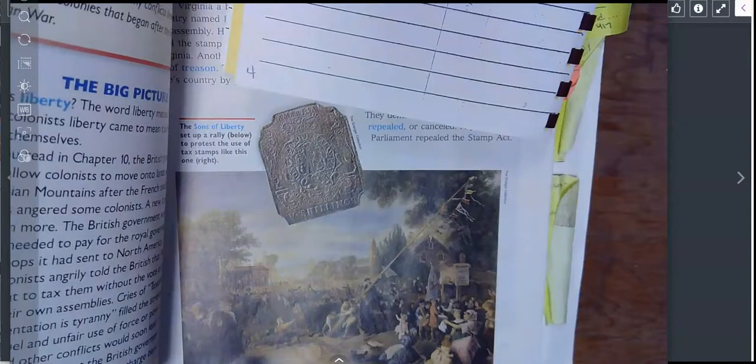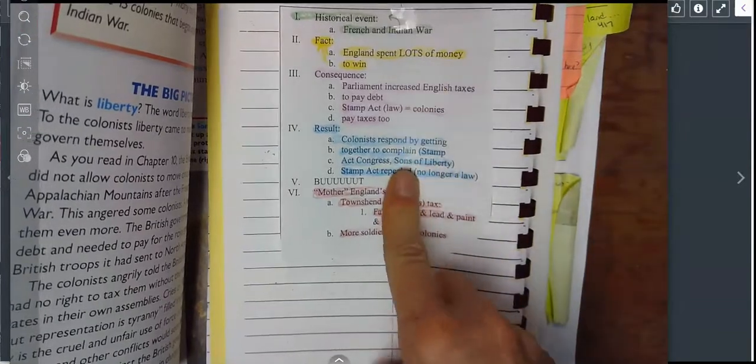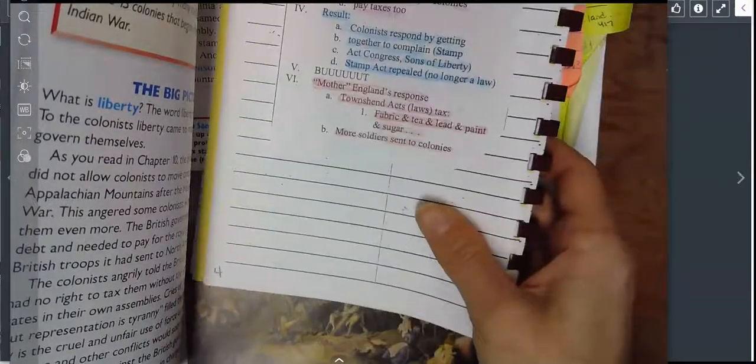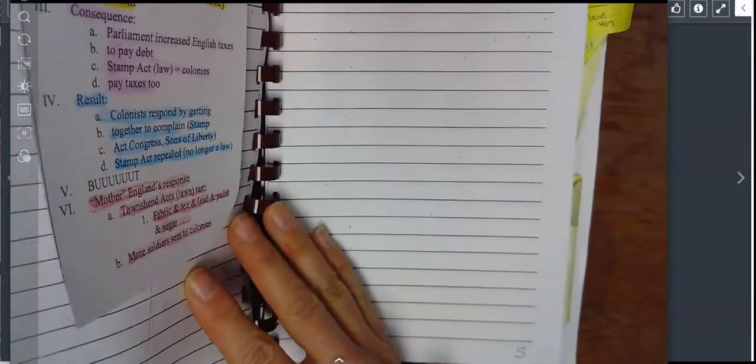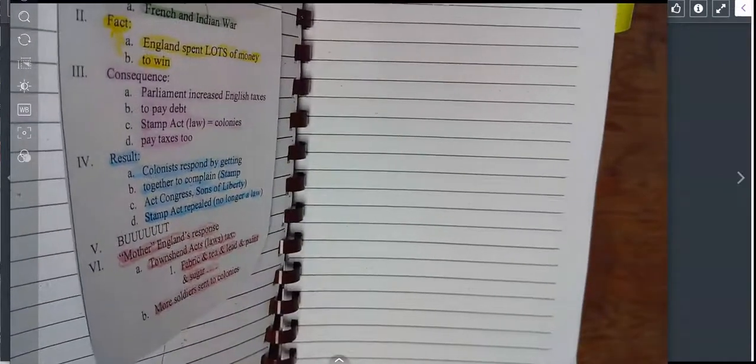Do be sure that your Revolutionary War booklet has your notes color-coded like this, taped in on page 4. Make sure that page 5 is empty. You will be writing on that tomorrow.